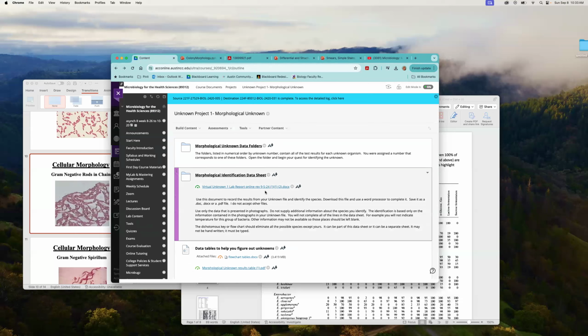So the identification sheet is here. The folders are here. And then these are the data tables to help figure it out in the Unknown Project 1 Morphological Unknown, which is linked in your week 3. This isn't due until week 4 on September 17th. So you have some time to do this, but I wanted to go through it so that you can be more comfortable with it.